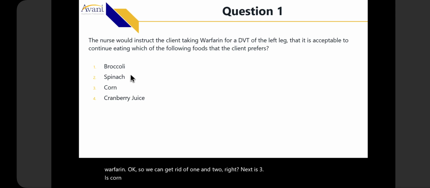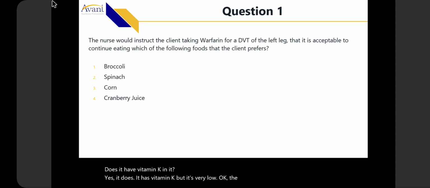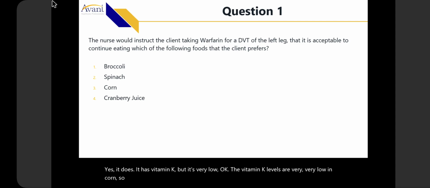Next is three. Is corn acceptable to continue eating with warfarin? What do you think? What is corn made up of? Corn is mostly cellulose, right? What else is it made up of? Does it have vitamin K in it? Yes, it does, but it's very low. The vitamin K levels are very, very low in corn. So this could be our answer here. Let's keep it.